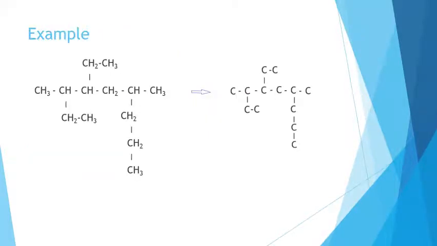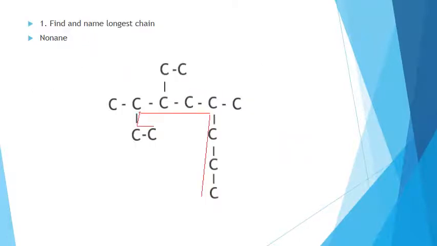Okay, so let's do another one. Okay, so this one looks quite complicated. So what you're going to have to do is you're going to have to find the longest chain. So we're going to write the skeletal structure of it. And it looks like the best structure, longest chain will be something like that. Okay. You can try different ones, but that's probably going to be it. And here we go. So this is the longest chain, just like I showed you before.